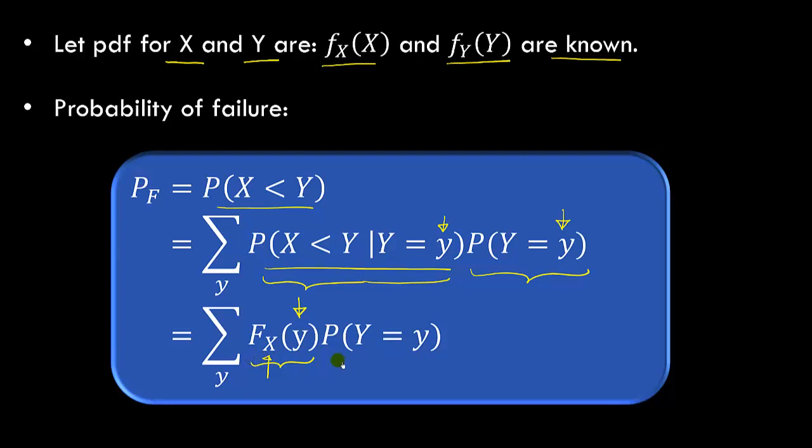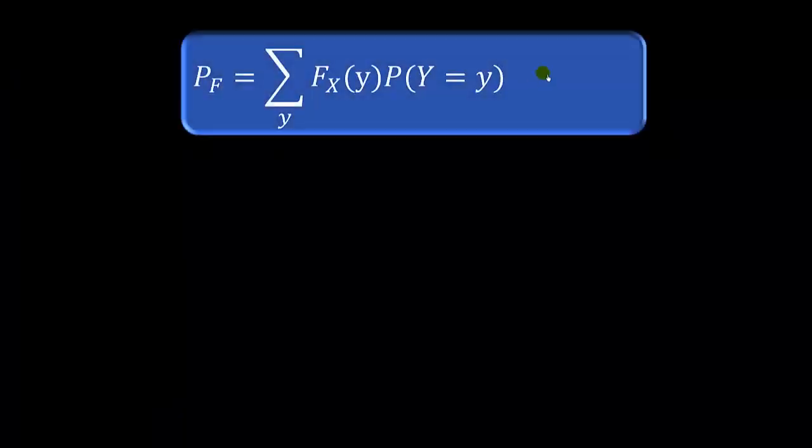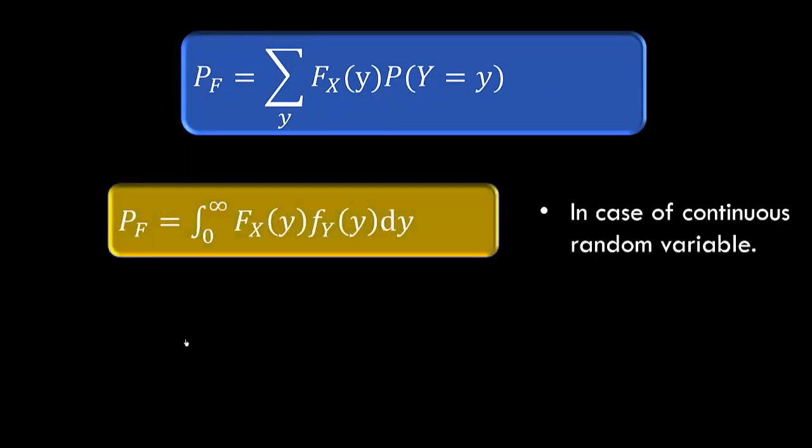And then I have to multiply by the term probability that y is equal to y, and then we have to also sum over all y. So this is the expression for probability of failure in case my random variables are discrete. Now the question is how we calculate this probability of failure when y becomes a continuous random variable. So this is the expression that we have in the earlier slide. In case of continuous random variable, I can write my expression something like this.